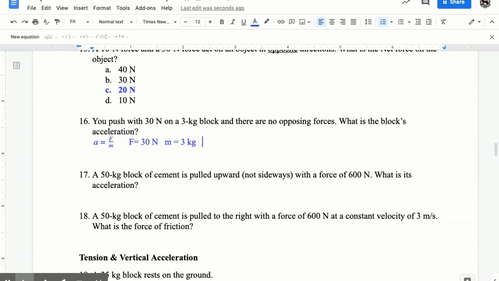And so I have acceleration equals what? Okay, I'm going to plug in that on top I have 30, and on bottom I have 3. And so 30 over 3 equals 10. Now what's the unit for acceleration? Meters per second squared. And that is my answer.